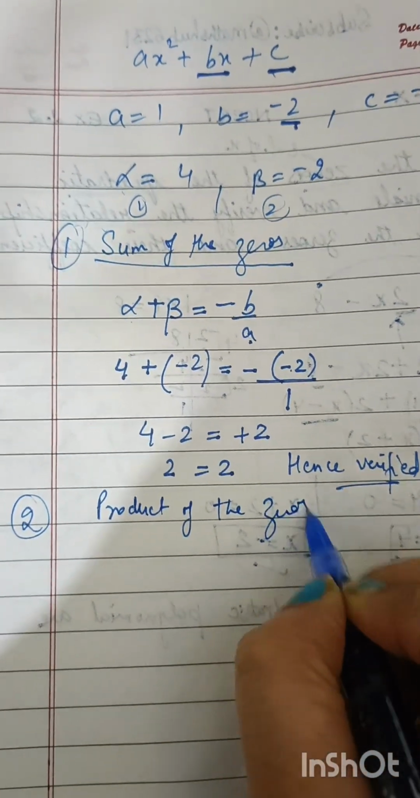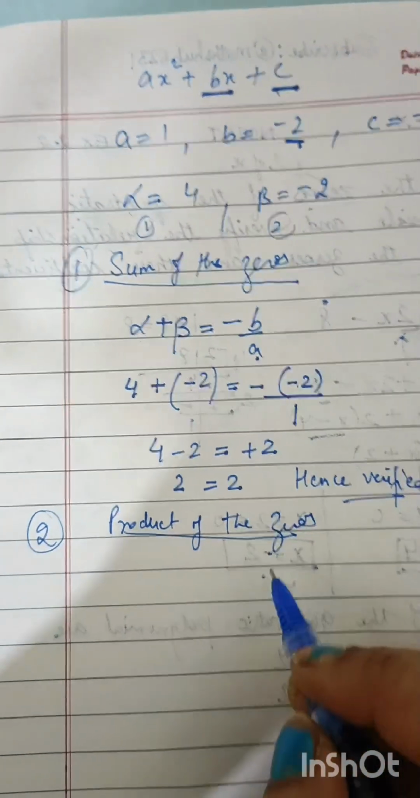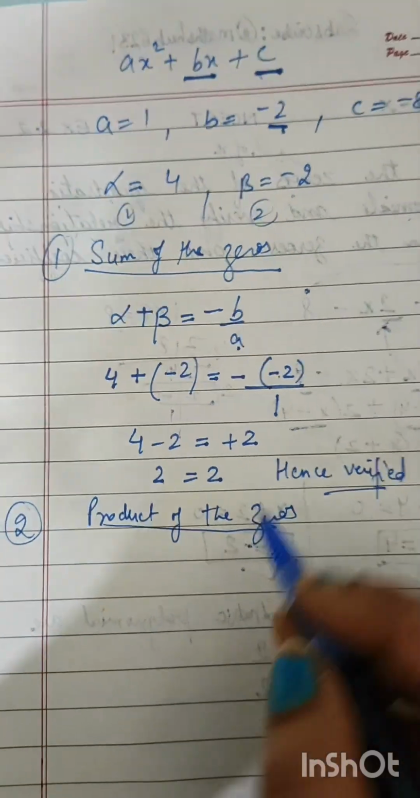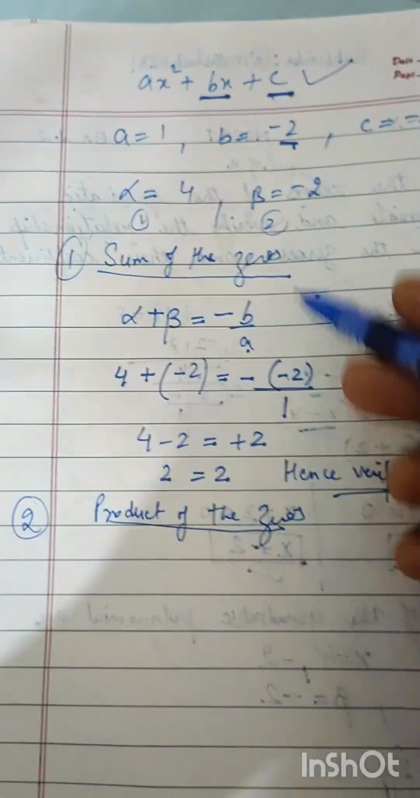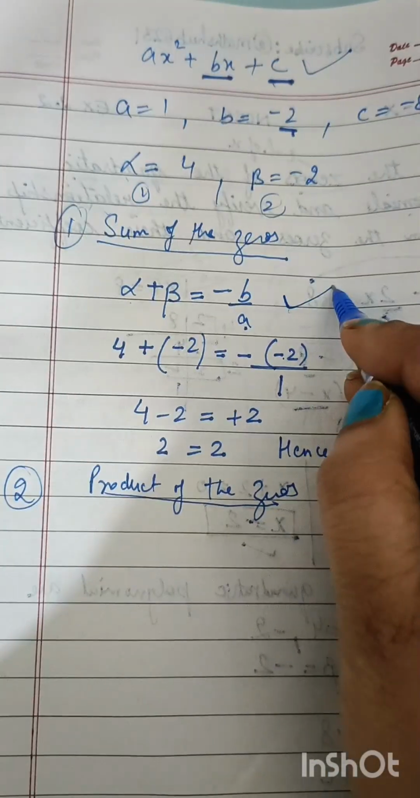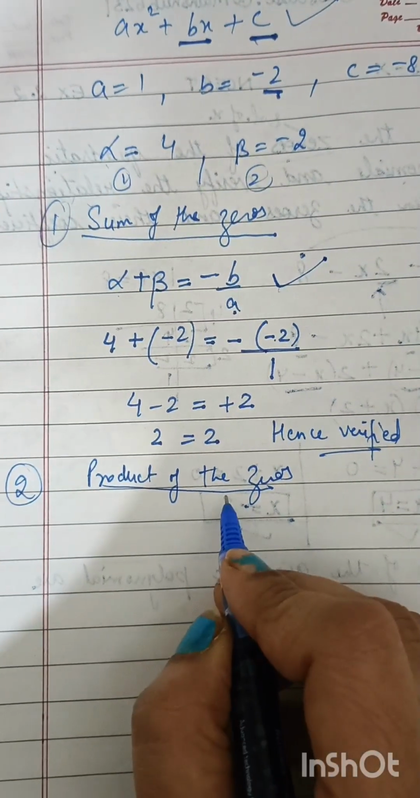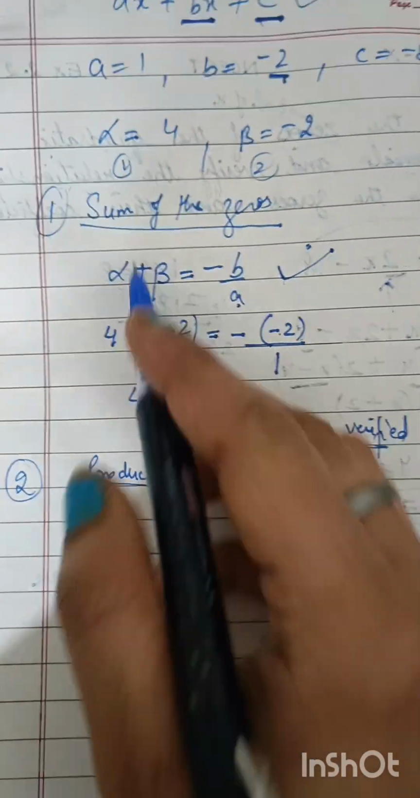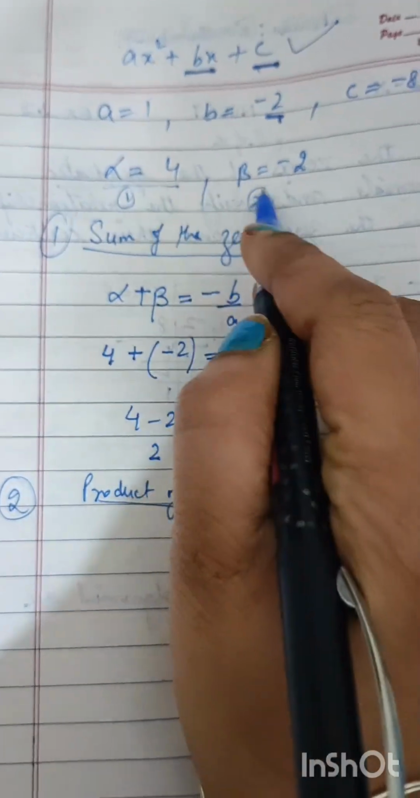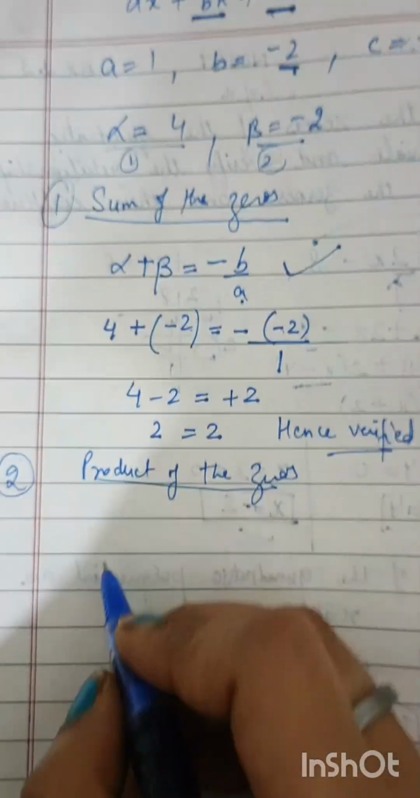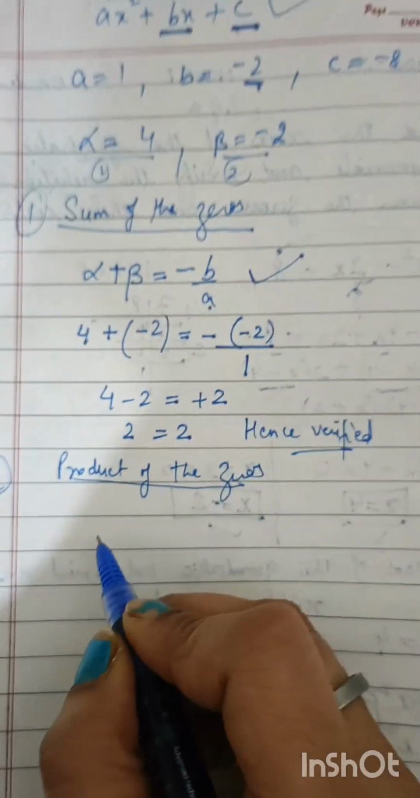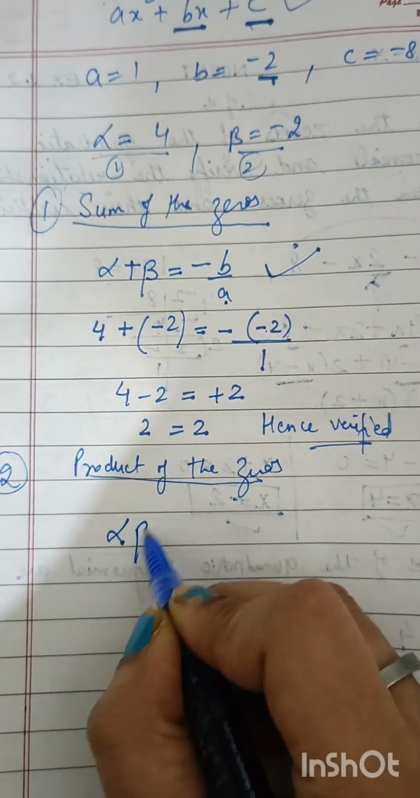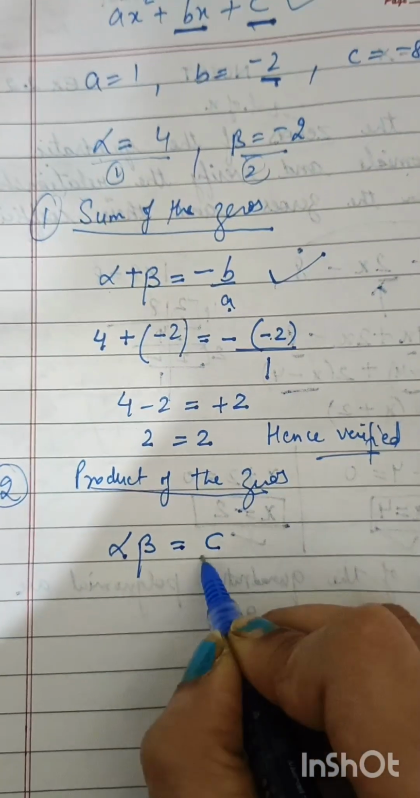Because with these two, the sum of the zeros and the product of the zeros, we make the quadratic polynomial. That is why we are verifying using this method. So the product of the zeros means the multiplication of both. So here we have the first zero and the second zero, so let's multiply them together. Alpha multiplied by beta equals c upon a.